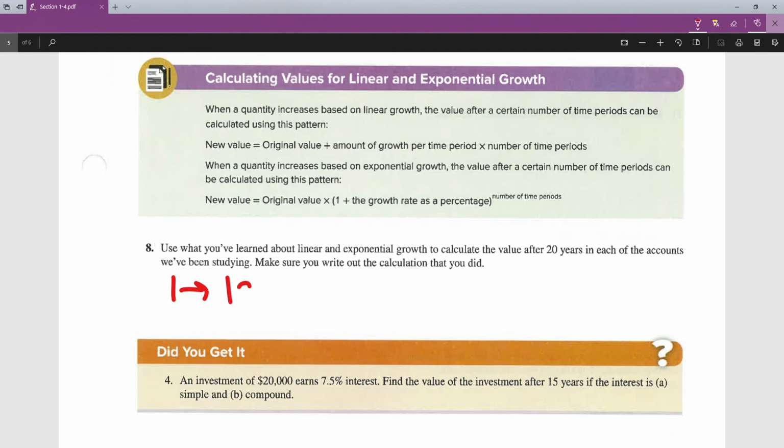I started with $1,000, and I'm adding how much per year? We are adding 50 per year for how many years? 20 years. How much will be in this account after 20 years? $2,000.